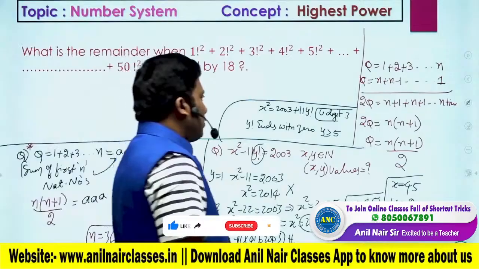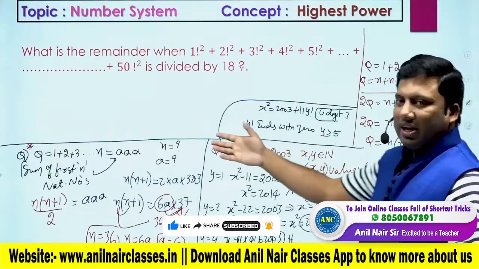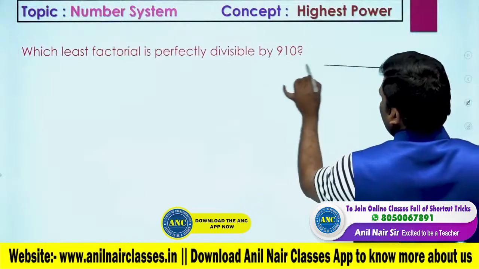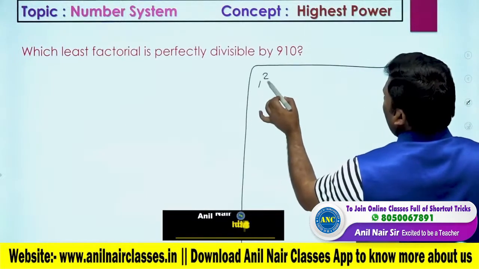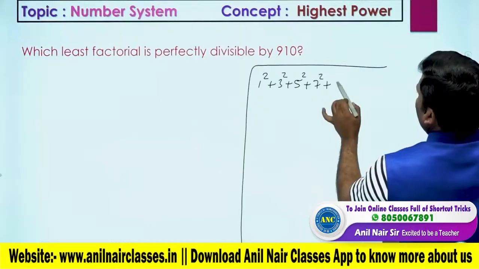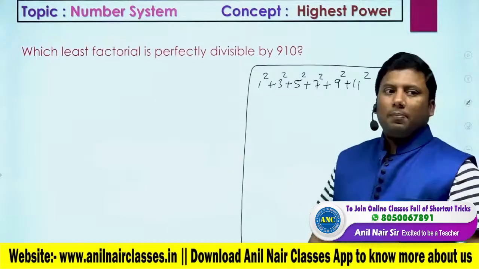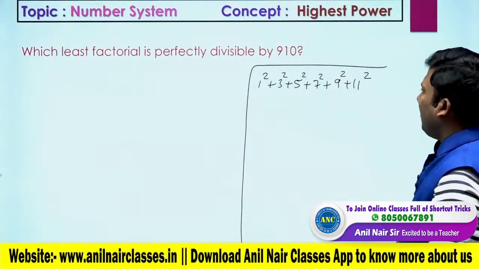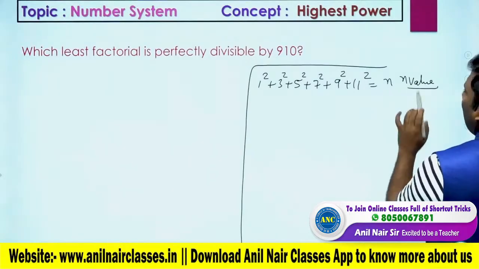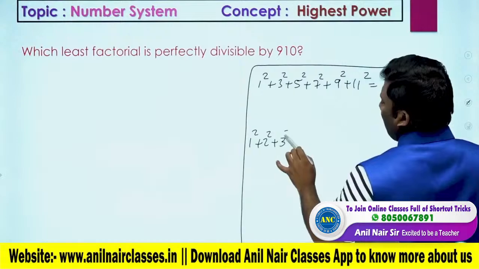Now, suppose a student might ask me a doubt. Sir, Anil sir, here we did the sum of the first n natural numbers, but I am unable to remember it. Suppose the question is 1 square plus 3 square plus 5 square plus 7 square plus 9 square plus 11 square is equivalent to n. What is the value of n? Because in my tuition classes or online classes, only these formulas are given.